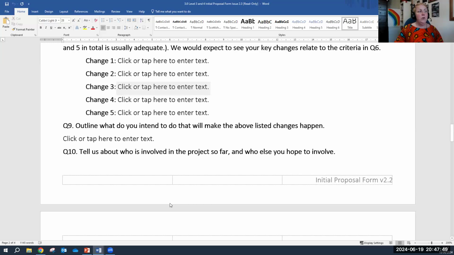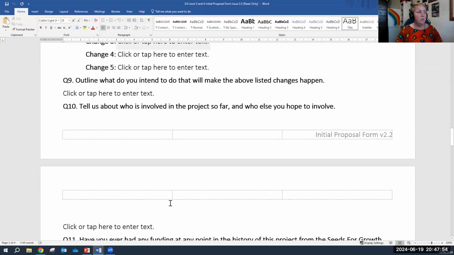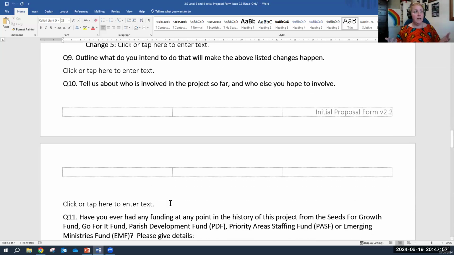Question 10, tell us about who is involved in the project so far and who else you hope to involve. So that's a place for you to tell us about your context, isn't it? The people you might be working with, the people you are already working with, the people who helped you at level 2 if you did a pilot, the people that helped you from level 1 if you did a level 1 piece of work. It might be about the organizations that you're partnering with, or if you're working in a community that's networked, you might be saying, well, we're also working with Women's Aid and we're also connecting in with the primary school, whatever.